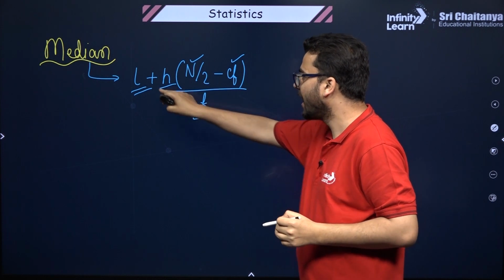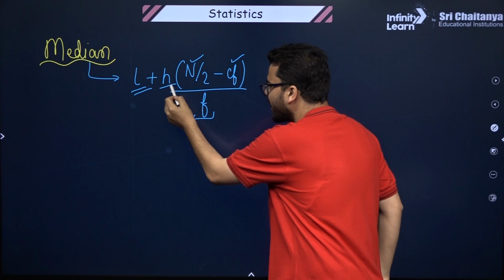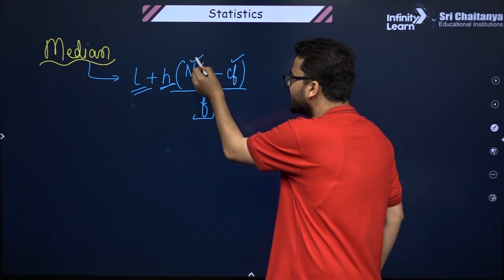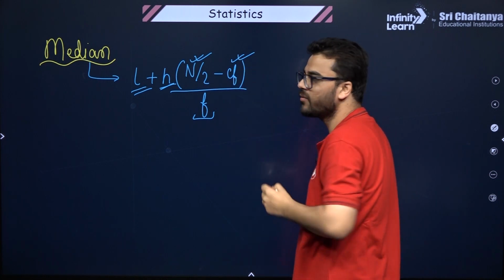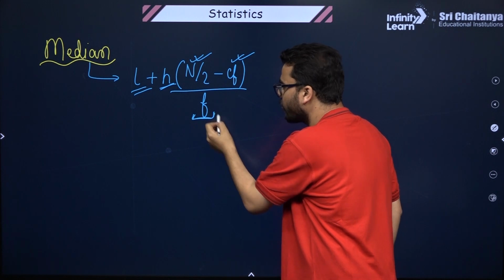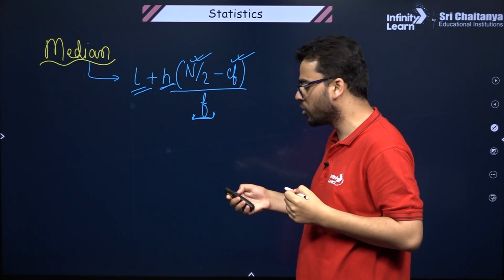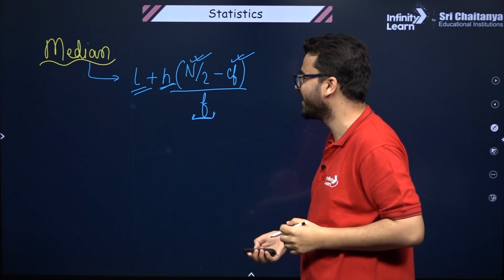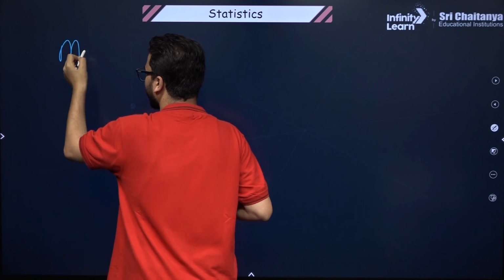I'll repeat once again. L is the lower limit of the median class, H is the class size, N is the sum of all the frequencies, CF is the cumulative frequency of the class preceding the median class, and F is the frequency of the median class. So that's all about median which you need to know. Obviously you have to practice questions, needless to say. Now we can see mode over here.